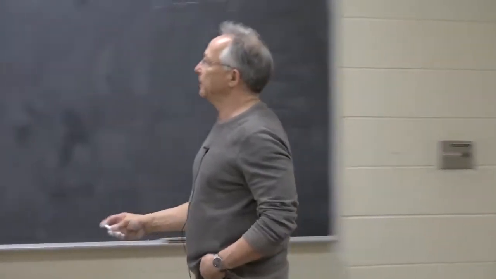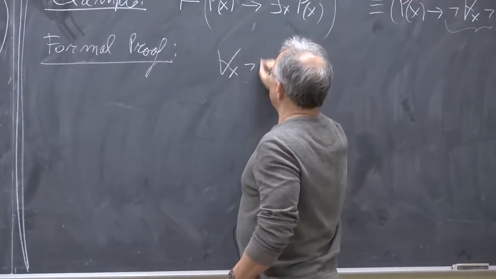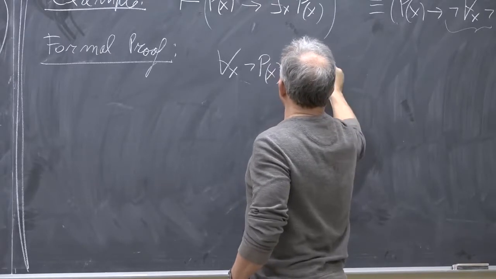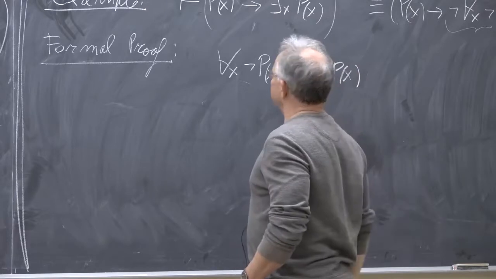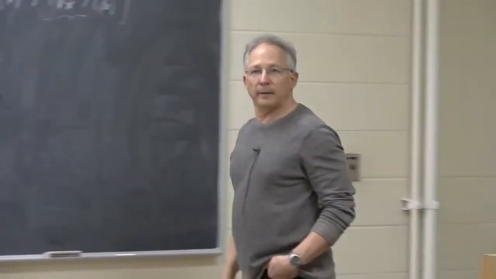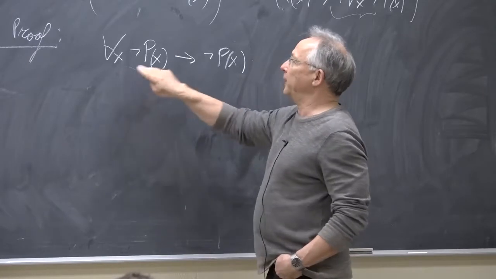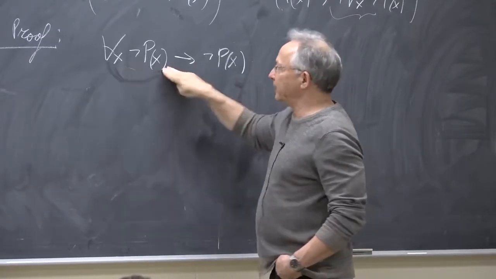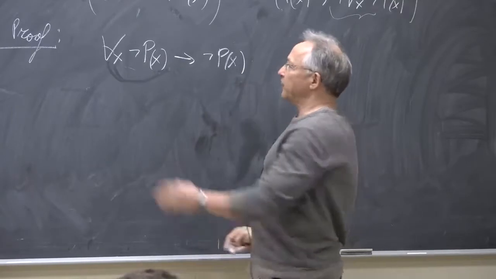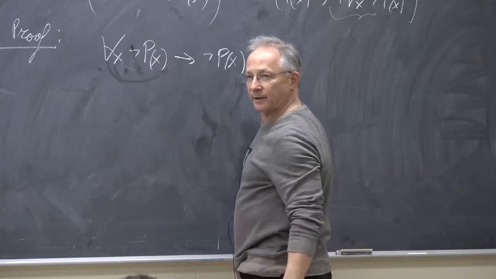So I start with: for all x, not P of x arrows not P of x. Why is this a legal first step in a proof? Because not P of x implies not P of x is an axiom. But how do I add the for all x there? If I use the last rule, there will be a parenthesis here, but I don't have parentheses. It's not for all x, this implies this; it's for all x, this guy implies this guy. So I cannot just say it's a generalization of something that was already there.